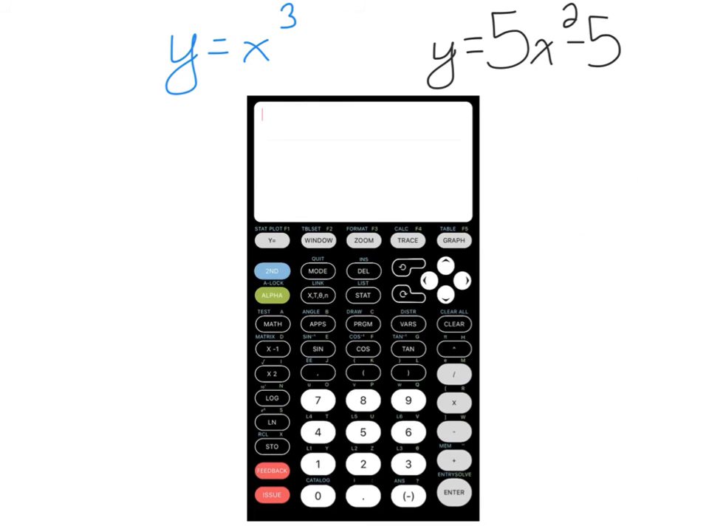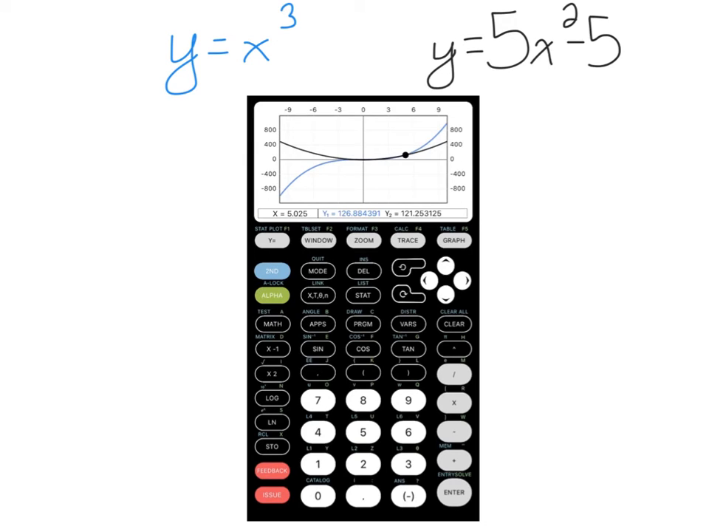Let's look at one more example together. So in this last example, again, we're going to go to y equals. We're going to get these equations in here. So the first one we had was y equals x to the third. So this is another cubic. And then we had y equals 5x squared minus 5. So this one is a quadratic. So I'm going to go to zoom fit so we can hopefully see what's going on here. And I want a little bit better picture there.